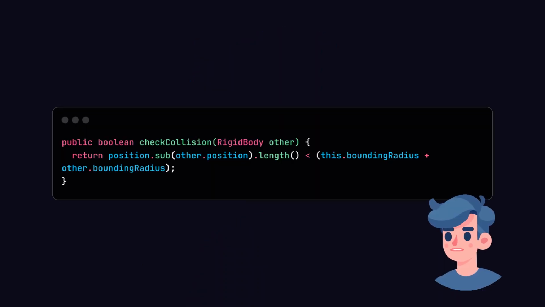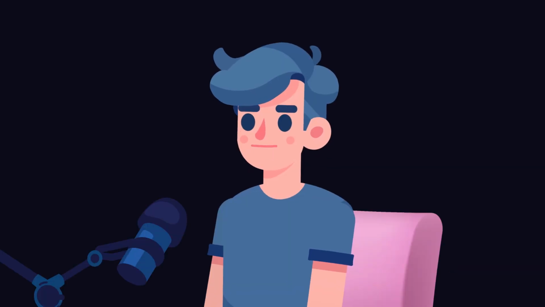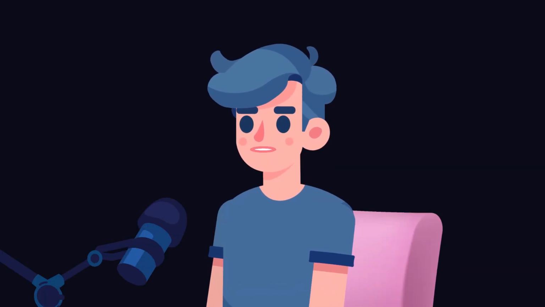Next up, we'll talk about collision detection. In 3D games, we need to determine when objects collide and respond appropriately to these events. The check collision method checks if two objects are overlapping. The distance between their centers is compared with the sum of their bounding radii.